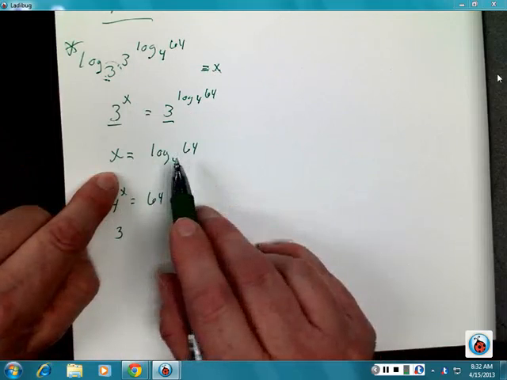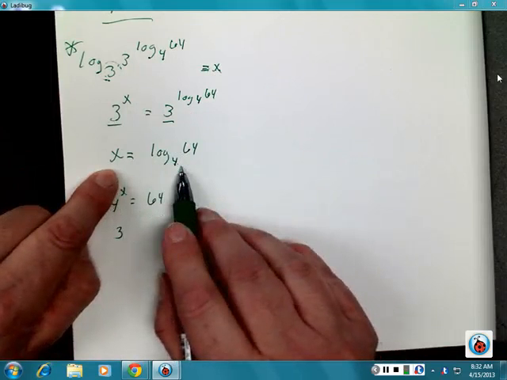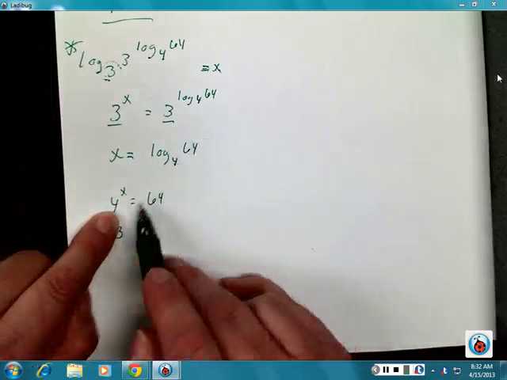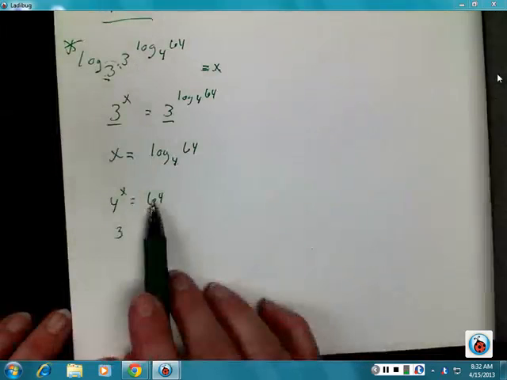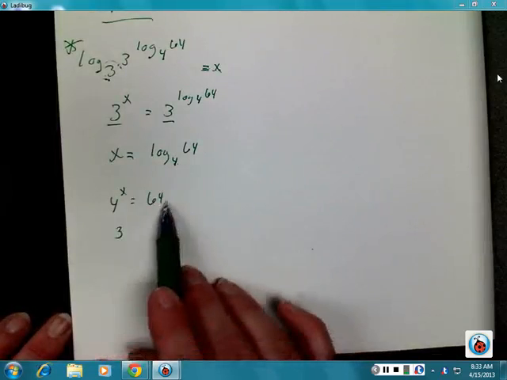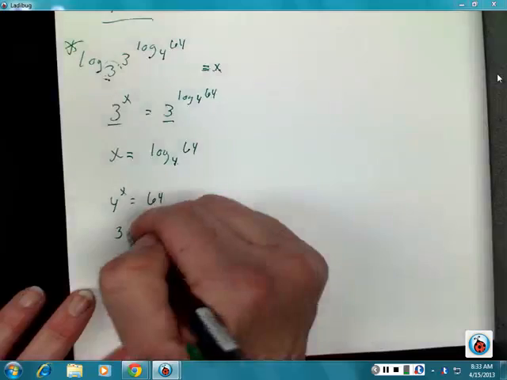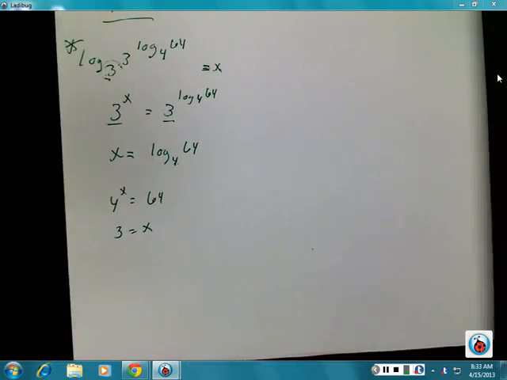So when I set my exponents equal to each other, then I end up with 4 to the x power is equal to 64. And because we know that the cube root of 64 happens to be 4, I know I can get x is equal to 3. And so I can come up with what my answer would have ended up being in that one. So it's kind of a long one. It's got lots of different pieces in there.